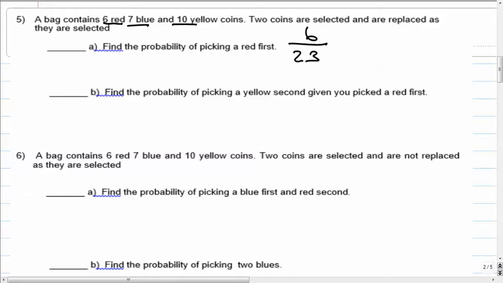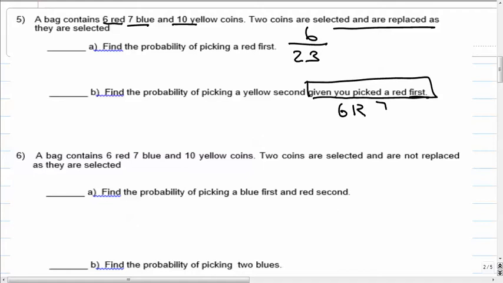Alright? Second one. Find the probability of picking a yellow second, knowing you picked a red first. When you're given information, you ask yourself, what does the world look like now? So I'm given, we picked the red first. What does my world look like? Well, all I know is after I pick the first coin, I put it back. So my world still has 6 red, 7 blue, and 10 yellow.